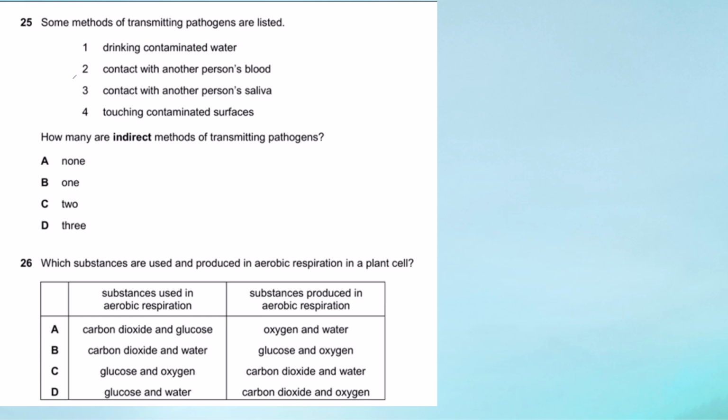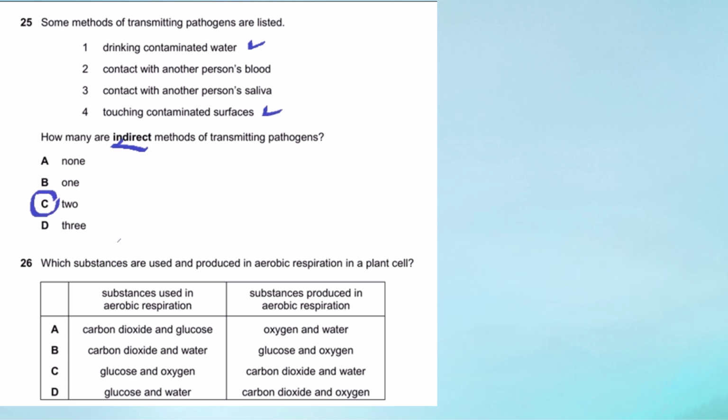The next couple of questions here are actually quite easy. They list 4 different methods of transmitting pathogens, and they ask how many indirect methods there are. Drinking contaminated water is indirect. Contact with another person's blood is direct. Another person's saliva is direct, and touching contaminated surfaces is indirect. So we have 2 indirect here.